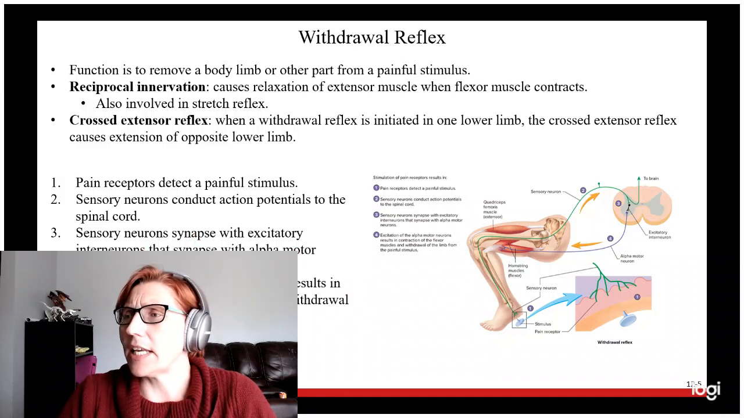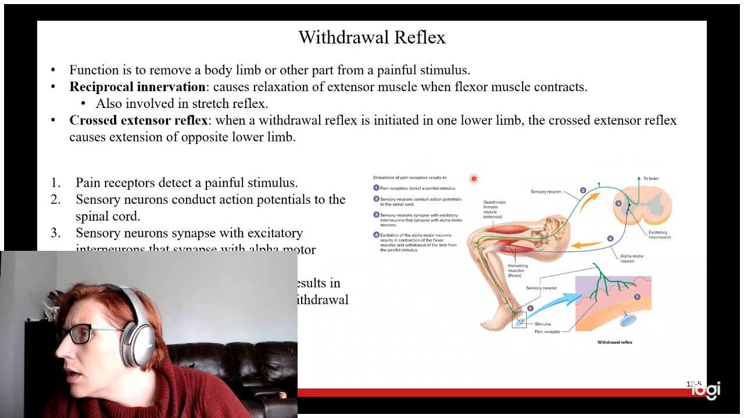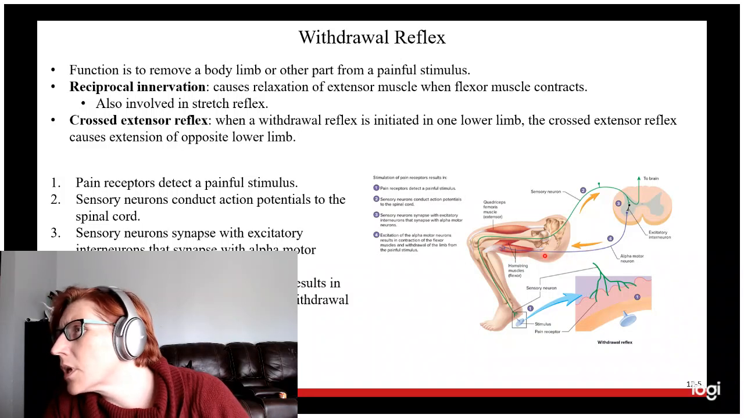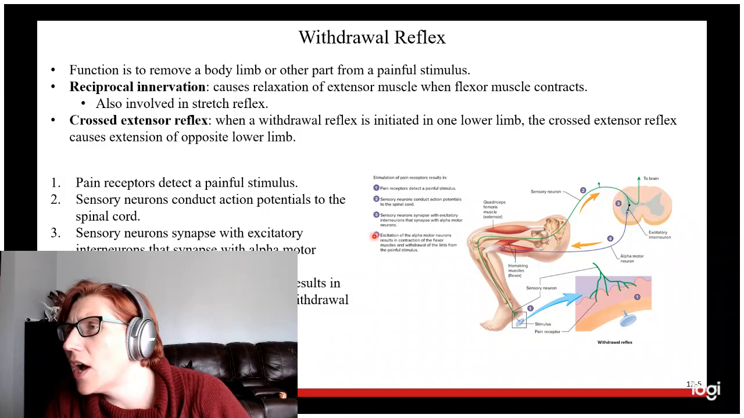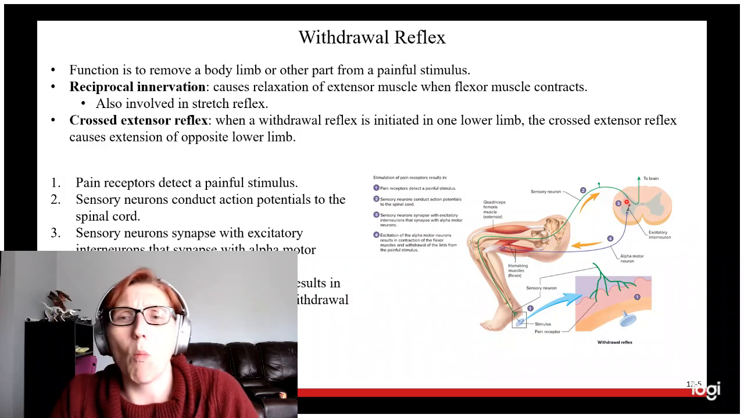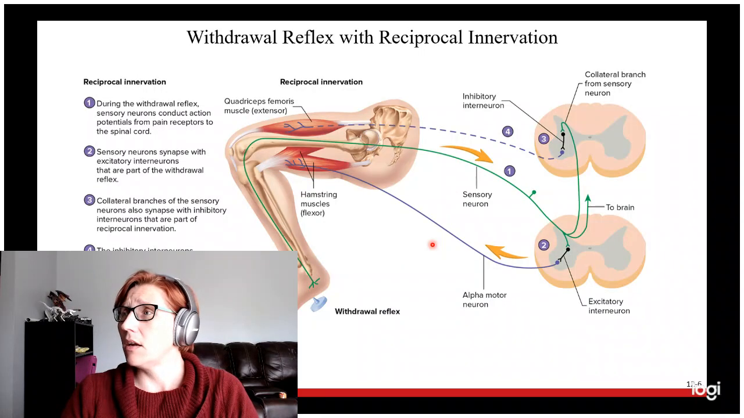The major difference here is, let me see if I can show you, if this is a good picture for it. I actually don't really like this picture of it very much. You've got your stimulus sensory neuron. This is just the reciprocal innervation. I need to find you guys the crossed extensor reflex because you actually have to move the information from one side of the spinal cord to the other side of the spinal cord, which is what makes it so different. Let me see the next slide. All right, here we go.